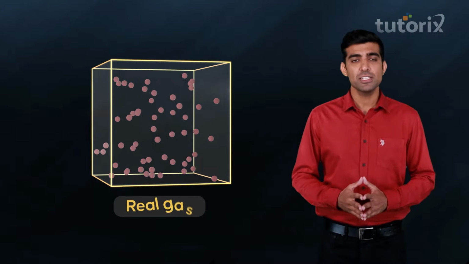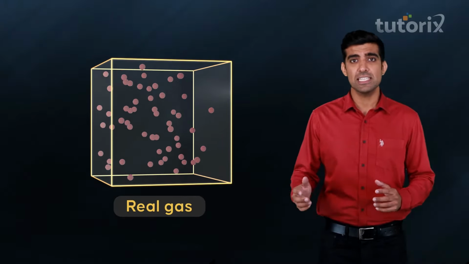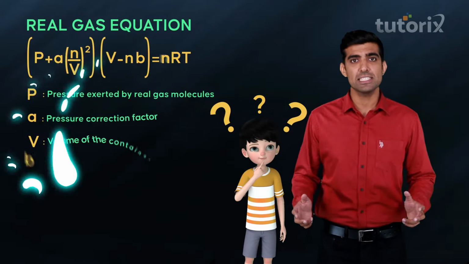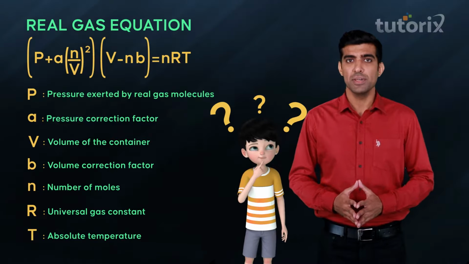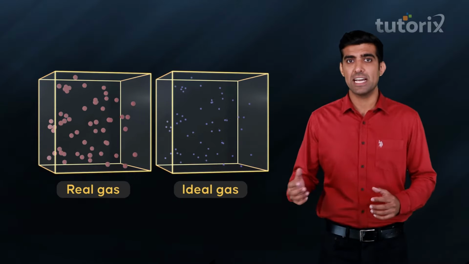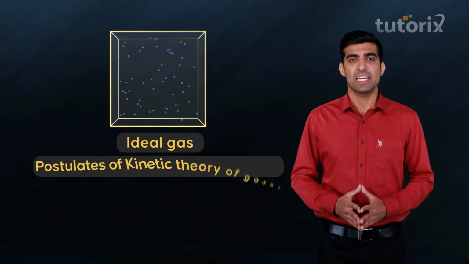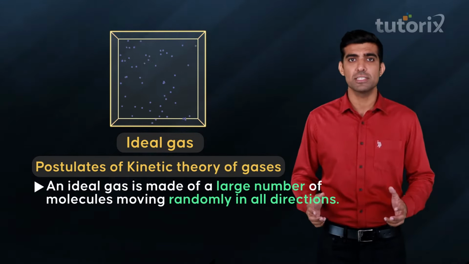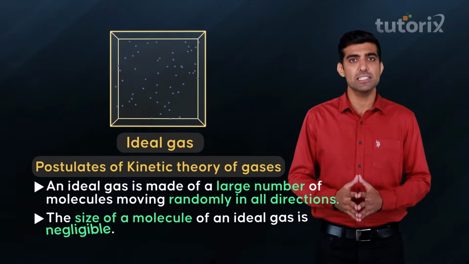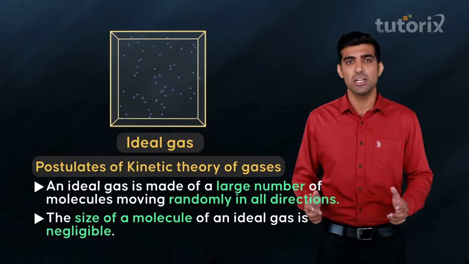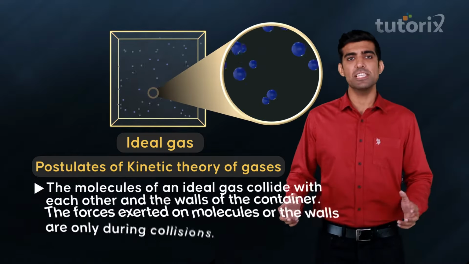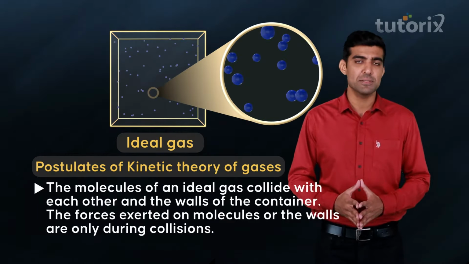Hello friends! In the previous video, we understood how the real gases in this world behave. Since the calculations for real gases are way too complex, we introduced the concept of ideal gases for better modeling. An ideal gas is composed of many molecules. These molecules can be considered as small spherical balls moving randomly in all directions. They keep on colliding with each other and with the walls of the system.